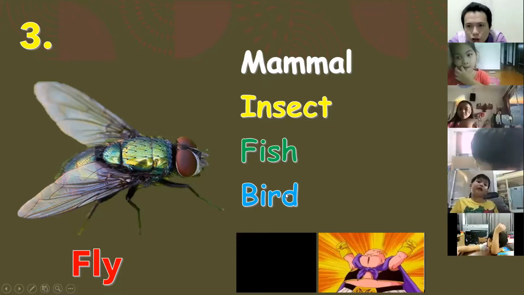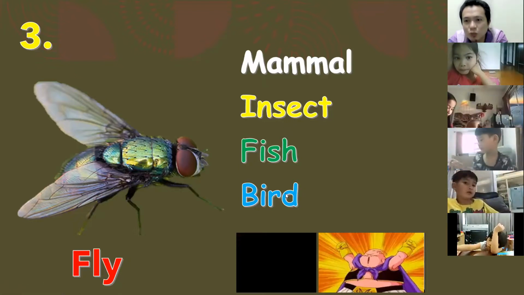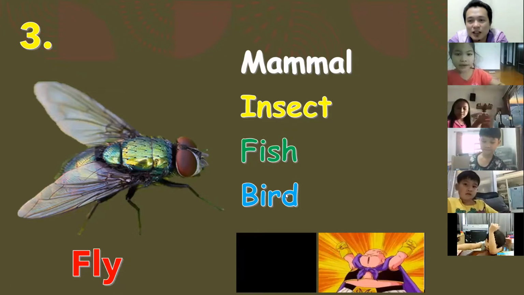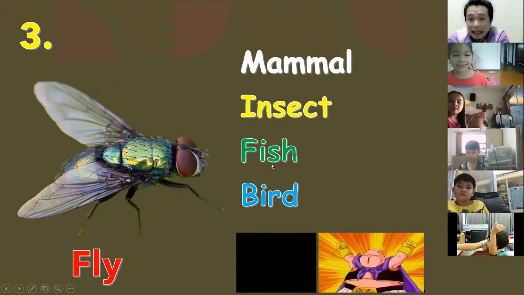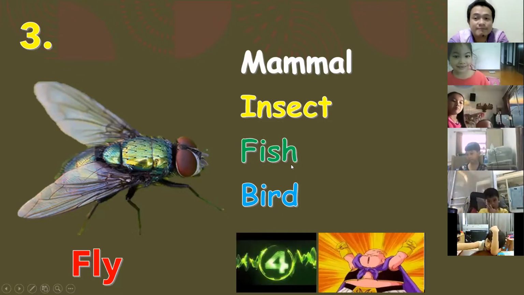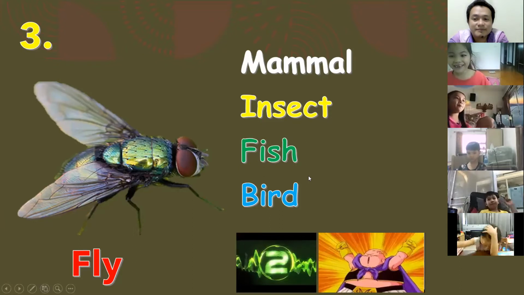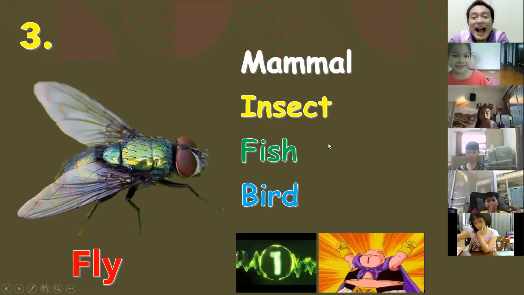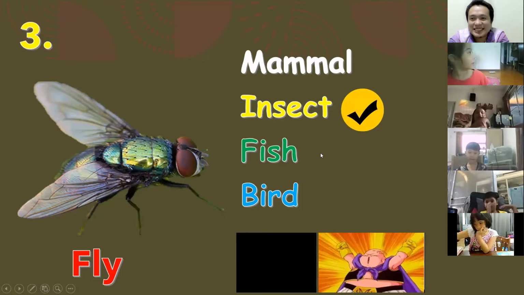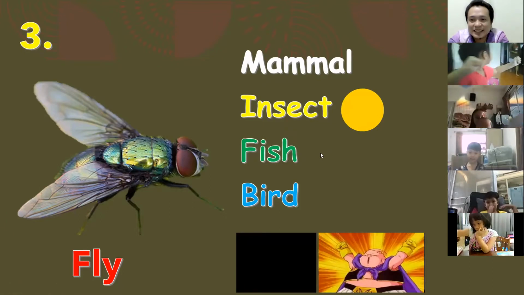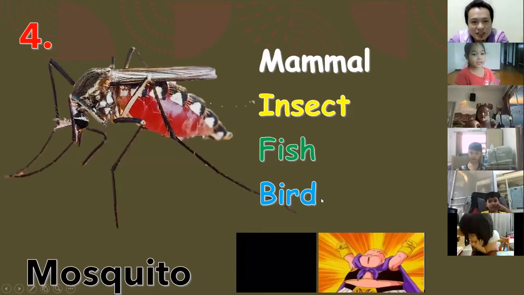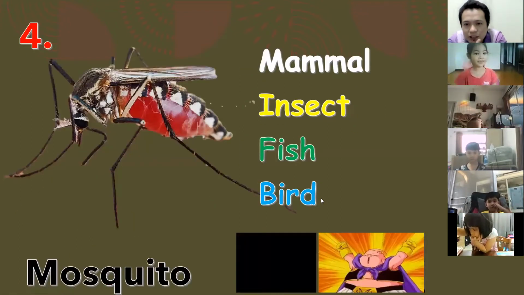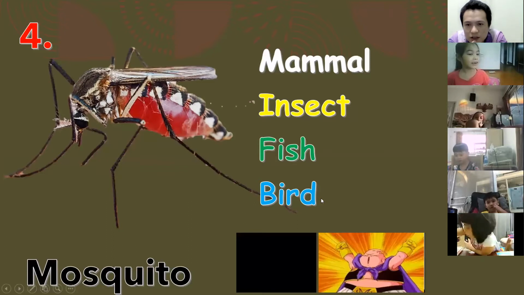So we'll give a chance to others. Captain is also finished. Oh yeah, we have Puntawan. Yes, Puntawan. I know, it's an insect. Insect? Let's see. 5, 4, 3, 2, 1. Your answer is cute. Next, number 3. I will give a chance to others as well.